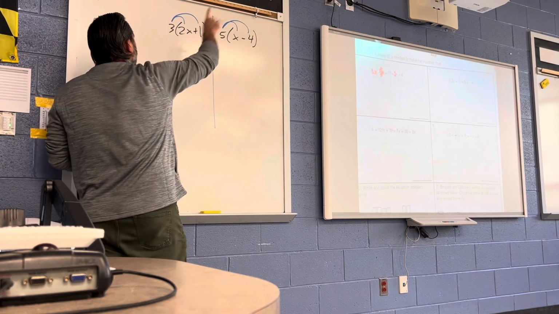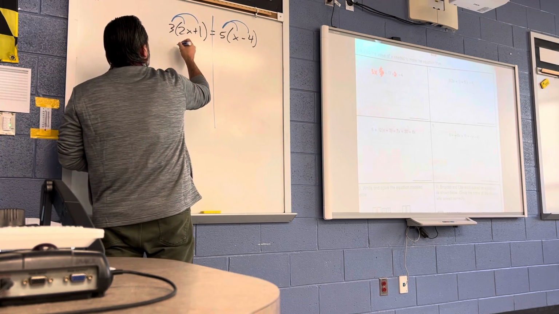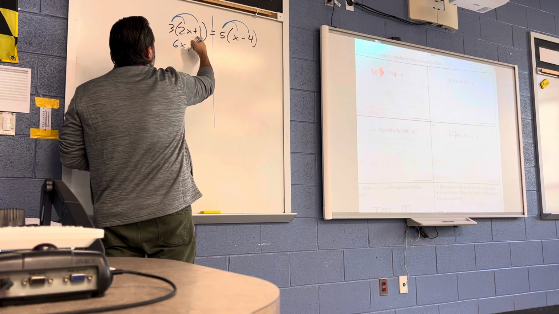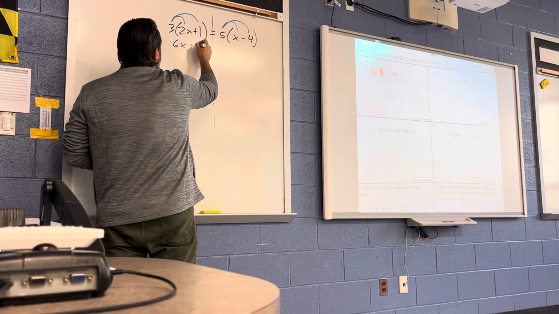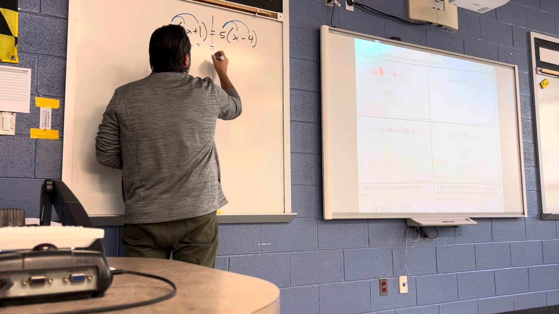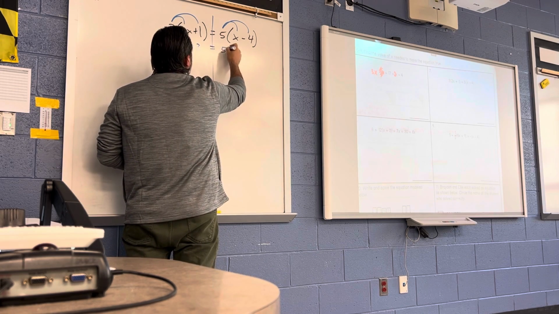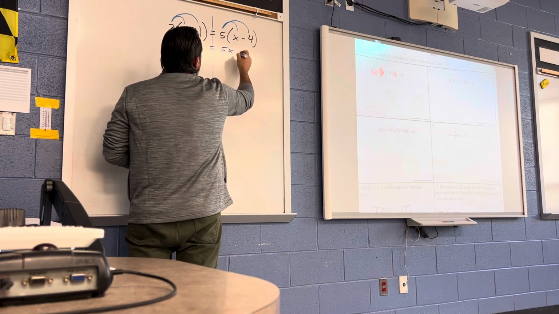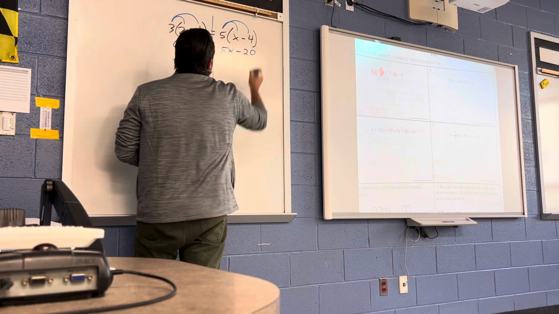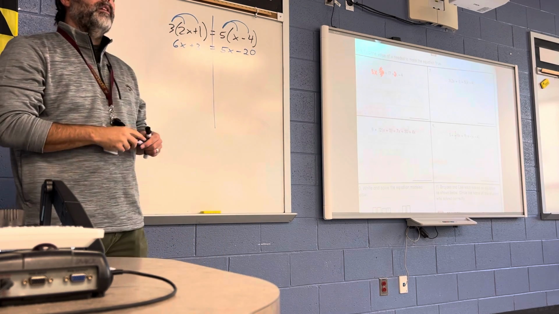Remember, distributing is to multiply the coefficient outside times every term inside the parentheses. So 3 times 2x, 6x. 3 times 1, 3. Plus 3. Good. 5 times x, 5x. Good. And 5 times negative 4, negative 20. Okay. All right, so we distributed the outside coefficients.